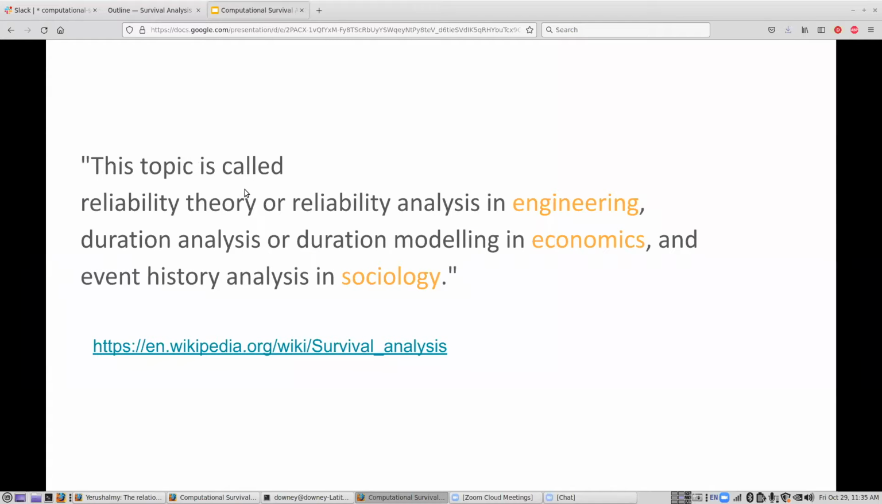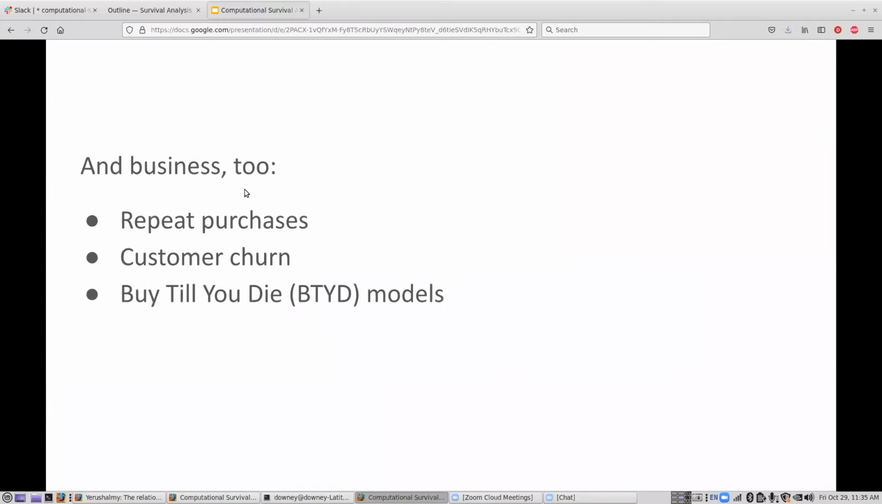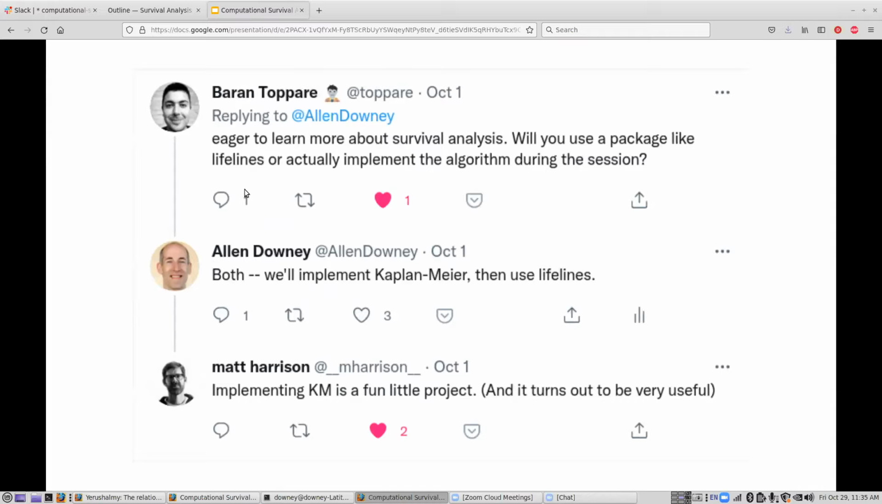But this is not just biomedicine. In fact, survival analysis is the name in biomedicine, but in other fields, it just goes by different names. So in engineering, it's reliability theory. In economics, duration modeling. In sociology, event history analysis. And it comes up in business as well. There are a lot of models of customer behavior. For example, a churn model would describe the time until a customer might leave and no longer be your customer or might return. And there are recurring models that are called the buy till you die models that are also based in survival analysis. So I claim that this is a useful thing.